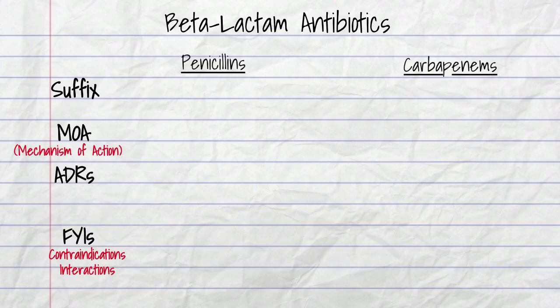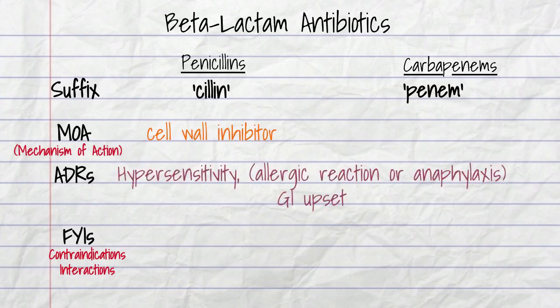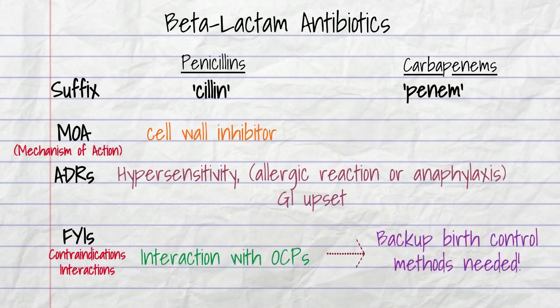Penicillins and carbapenems have many similarities. Common suffixes you will see in the drug name are -cillin and -penem. These drugs work by disrupting cell wall formation during bacterial replication. Adverse effects include hypersensitivity, GI upset, and effectiveness of oral contraceptives is impaired, therefore backup birth control methods should be used.